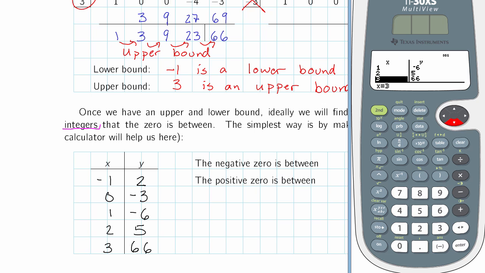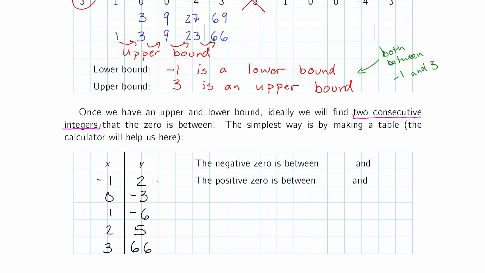So what do we see in this table? Y goes from positive to negative here. So our negative zero is between -1 and 0. It goes from negative to positive here. So our positive zero is going to be between 1 and 2. So we've now narrowed down what two consecutive integers our zeros are between. For many applications, that's going to be good enough. For some, though, we'll want to get a better estimate, and we'll see how to do that in the next video.